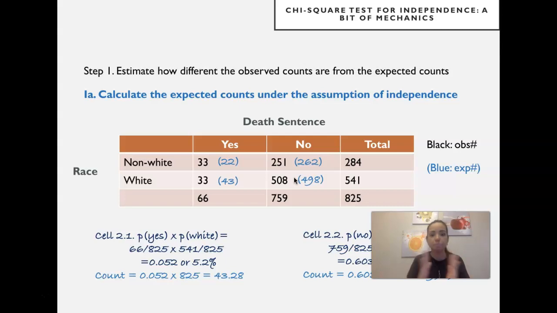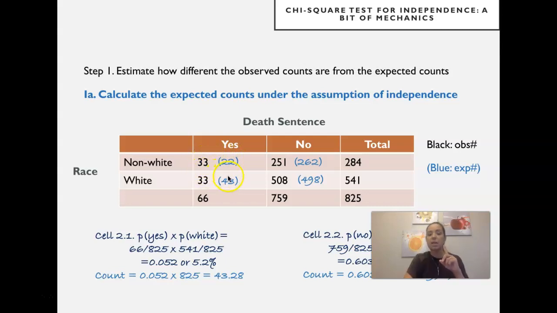What we need to know is whether these differences here are large enough for us to conclude that they are unlikely under the assumption of independence. If they are unlikely, then we reject the hypothesis of independence and we accept that there is some relationship between these two things, right? And looking at the numbers here, we can clearly see that the expected number of non-whites under the hypothesis of independence is smaller than the number that's actually getting the death sentence.